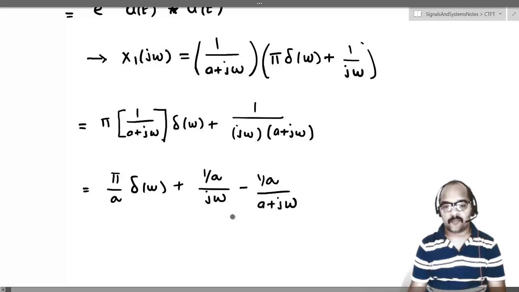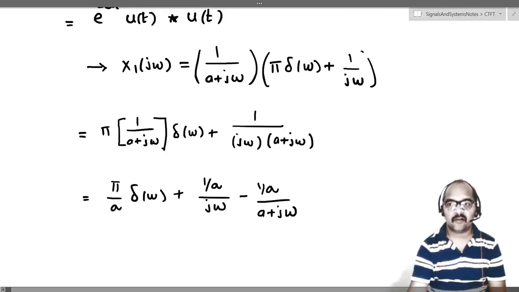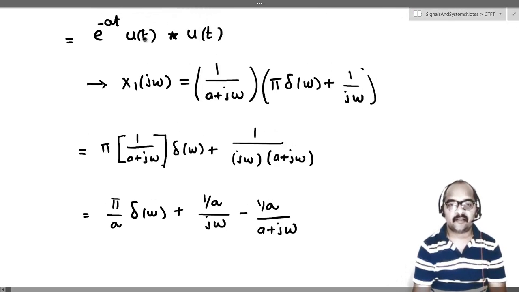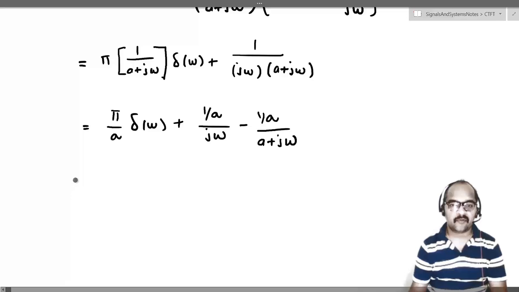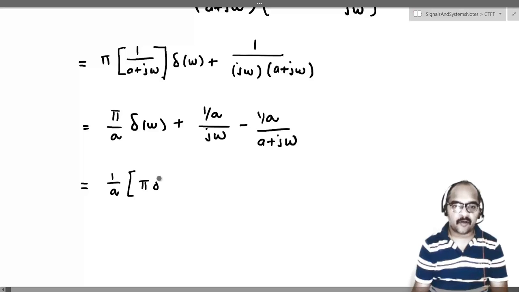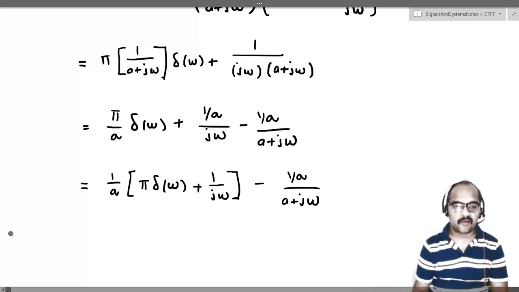Okay, right. So that would be the corresponding Fourier transform of which signal? Fourier transform of integral of the given signal, which is e power minus at u of t convolved with u of t. Now taking the inverse Fourier transform, what will happen? Or we'll write down in a nice way. This would be equal to 1 by a times pi delta of omega plus 1 by j omega minus 1 by a divided by a plus j omega. Okay, now let us take inverse Fourier transform. So taking inverse CTFT, what do we get?